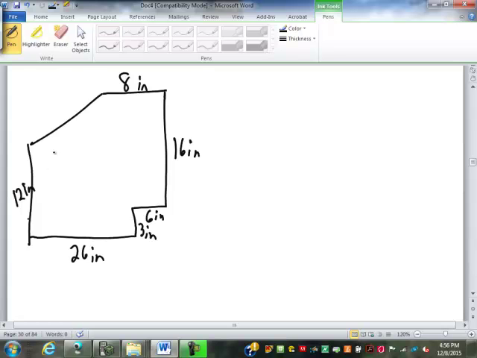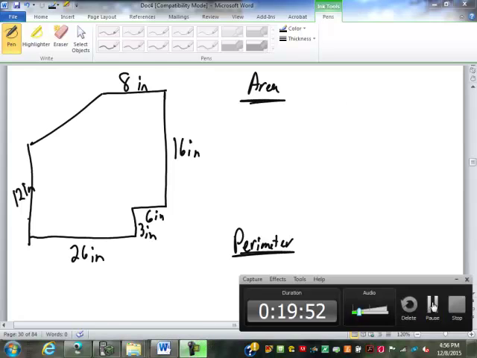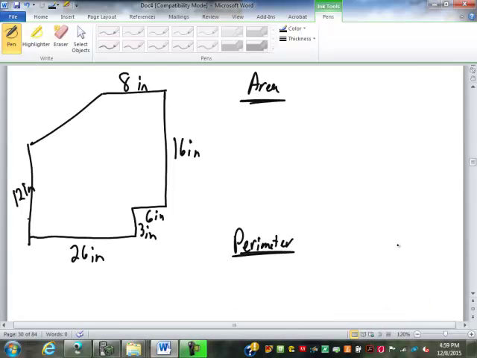In your notes, maybe work with a partner if you want to on this one. Find area and perimeter of that. Let's see how you're doing. This one is kind of challenging. There's a good reason why I'm doing it. It's a little bit different.